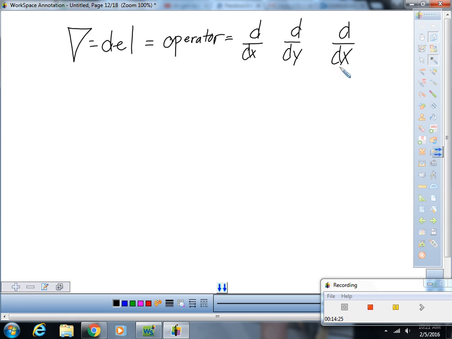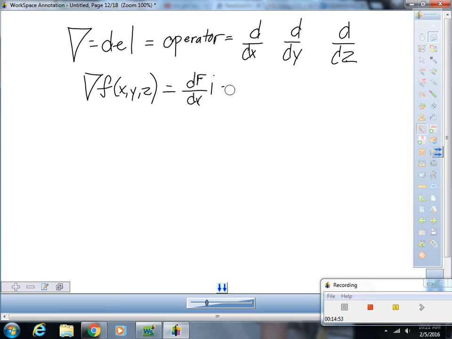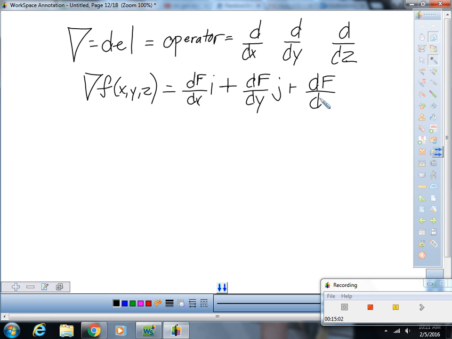And I hope that looks familiar, because del f of x comma y comma z, what was that equal to? Oh shoot, yeah, that should be a z, thank you. This is the old school gradient notation. What was it? It was df dx i plus df dy j plus df dz k. Okay, so I just want you to remember that you've used del as an operator before.